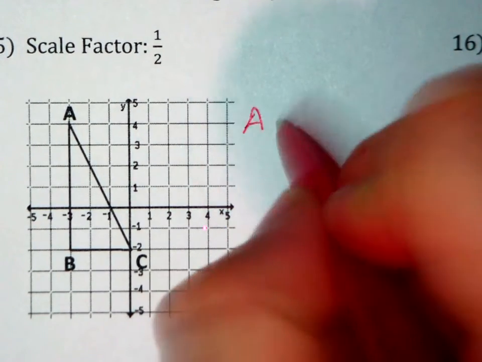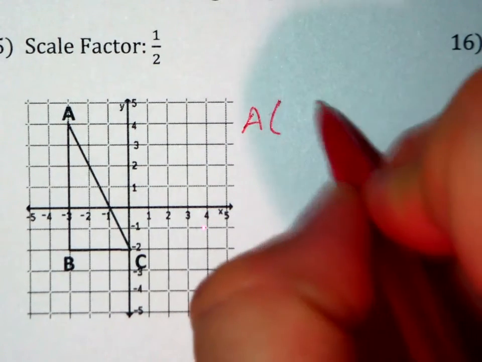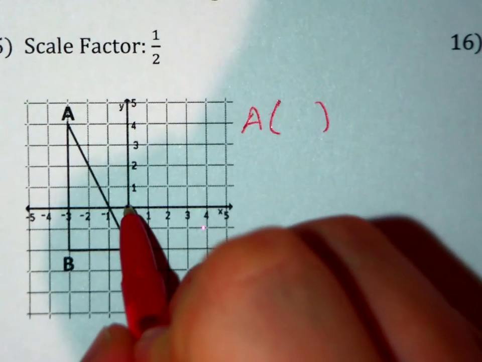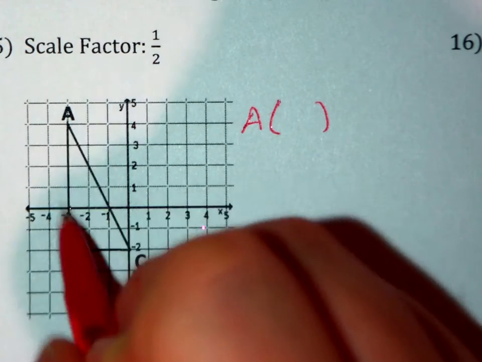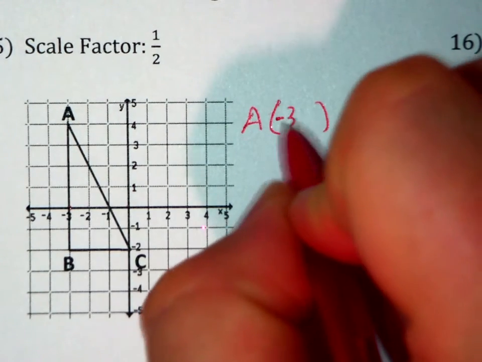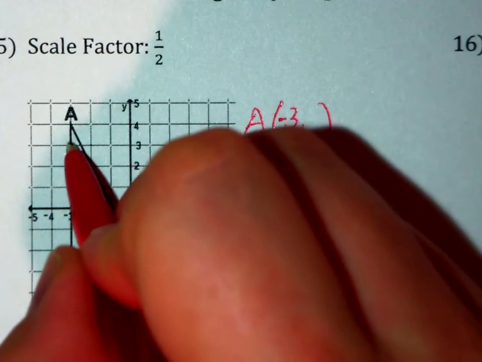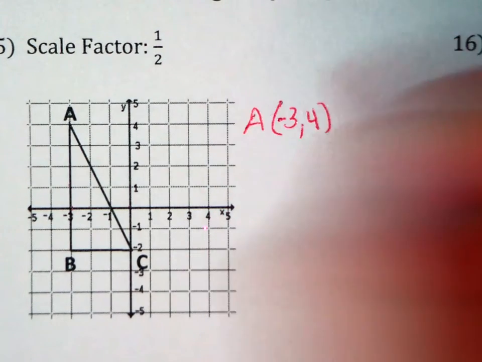So I first need to find the coordinate pair for my point A. So I would start at the origin and move backwards 1, 2, 3. Well, that's going to have an x of, sorry, negative 3. 1, 2, 3, 4. It's going to have a y of 4.